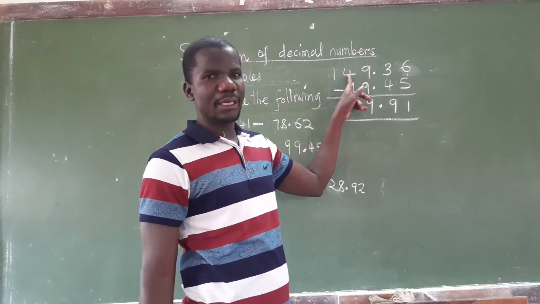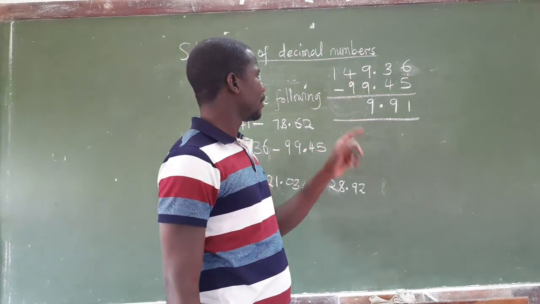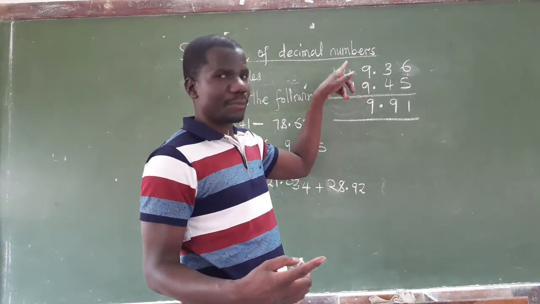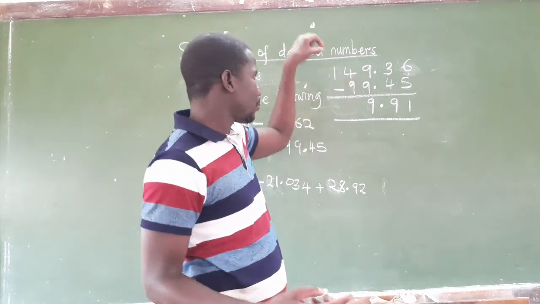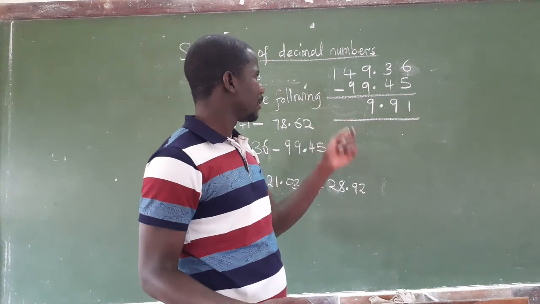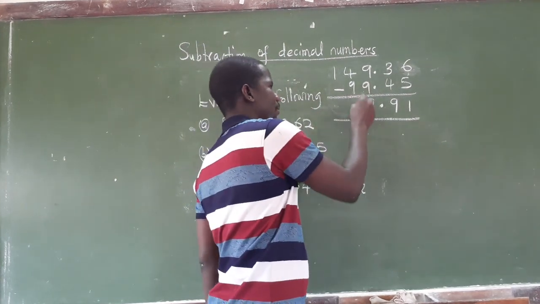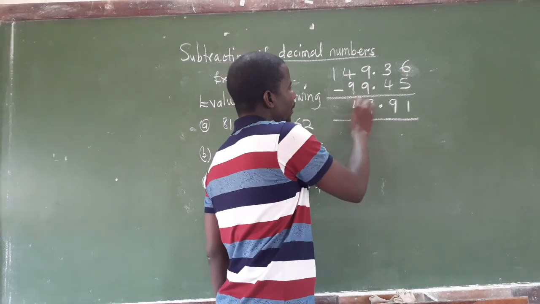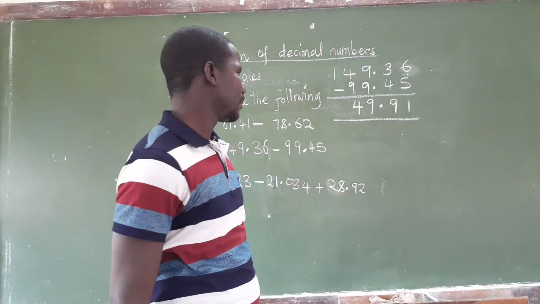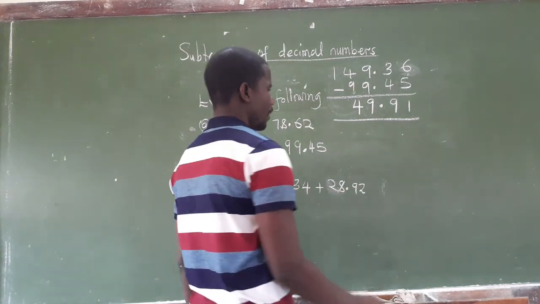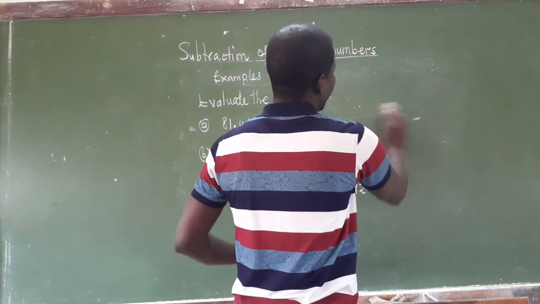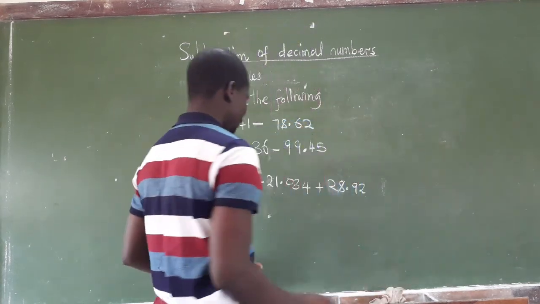Why did we remain with 13 here? So we can't, we remain with 3. So we can't subtract 9 from 3. So we need to get this one and bring it here so that it becomes 13. 13 minus 9, we're going to get 4. So this is what we're going to get. Alright? This is what we are going to get. So we can do the last one.